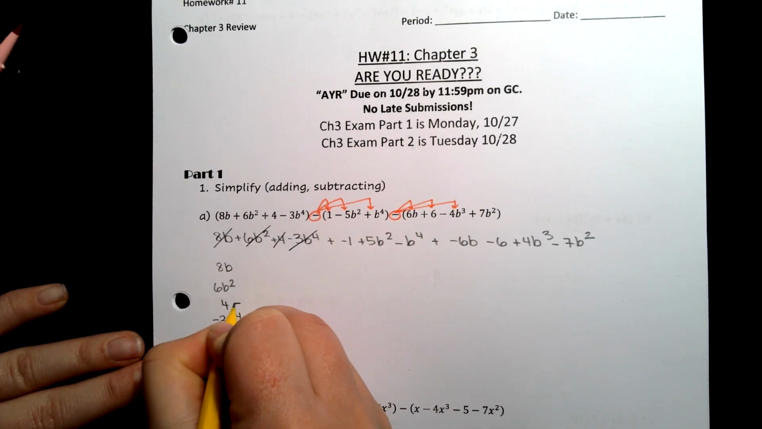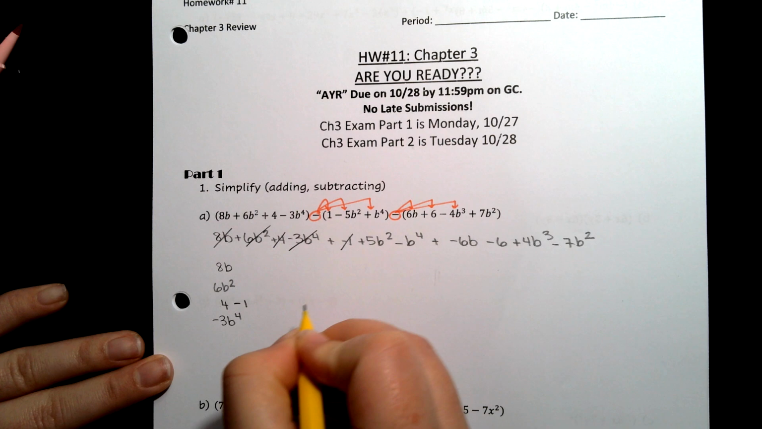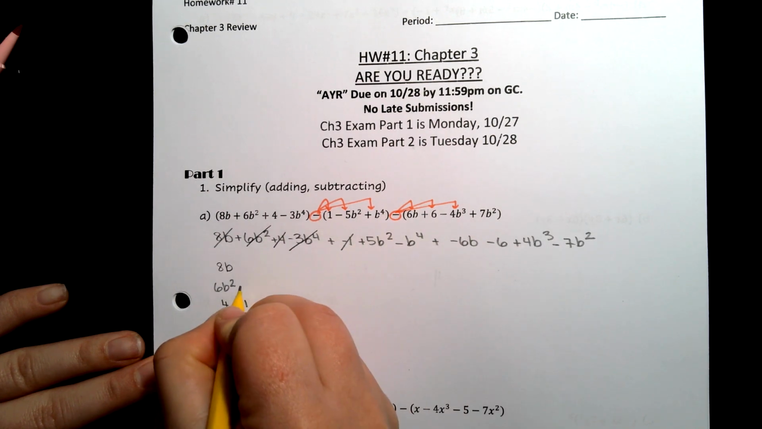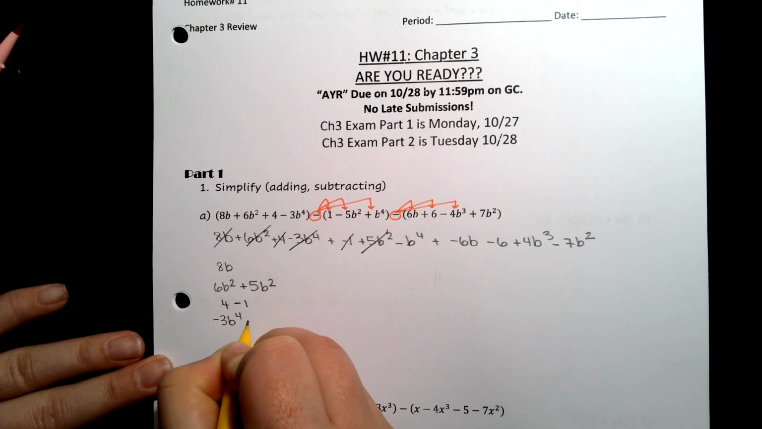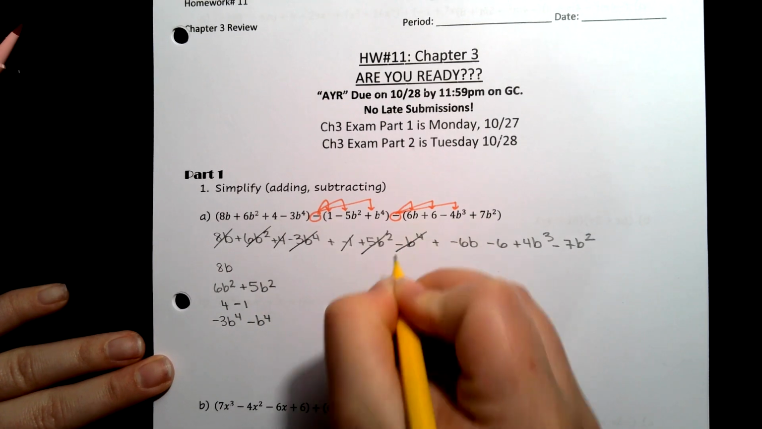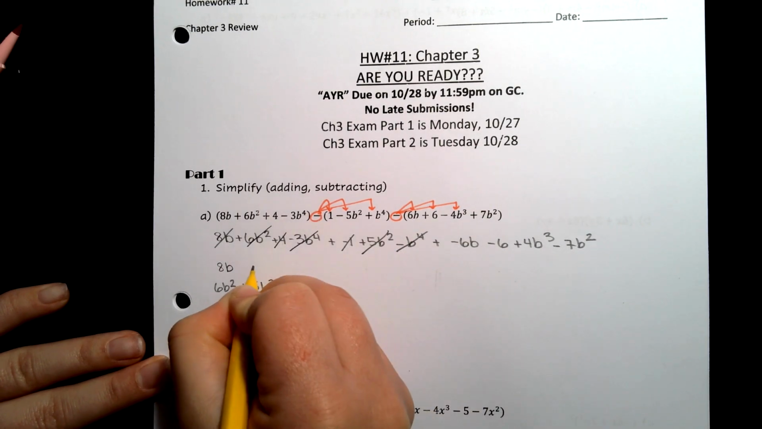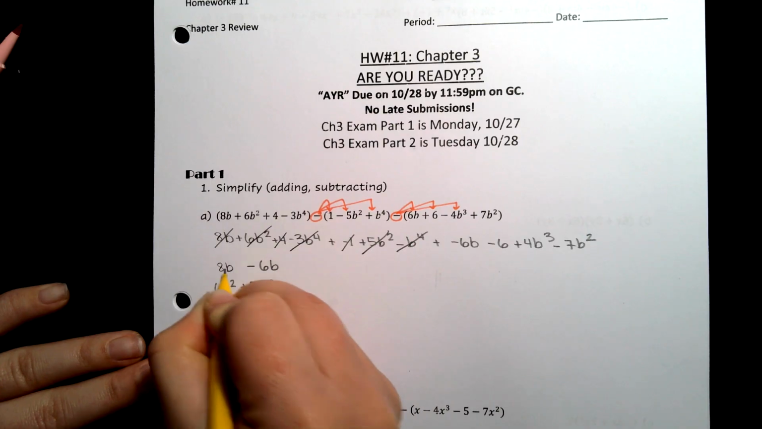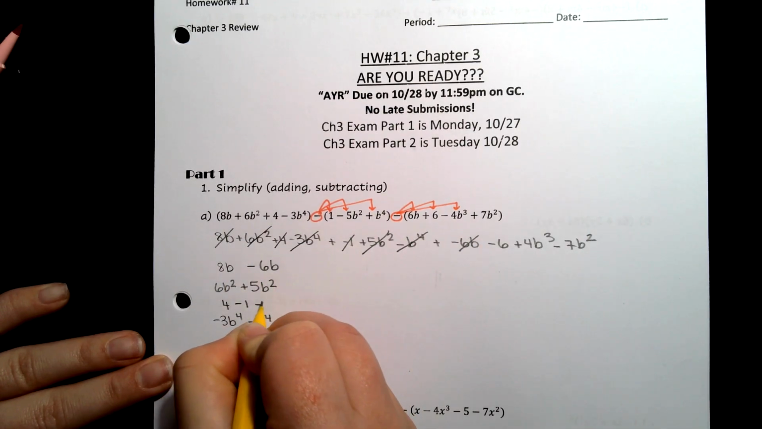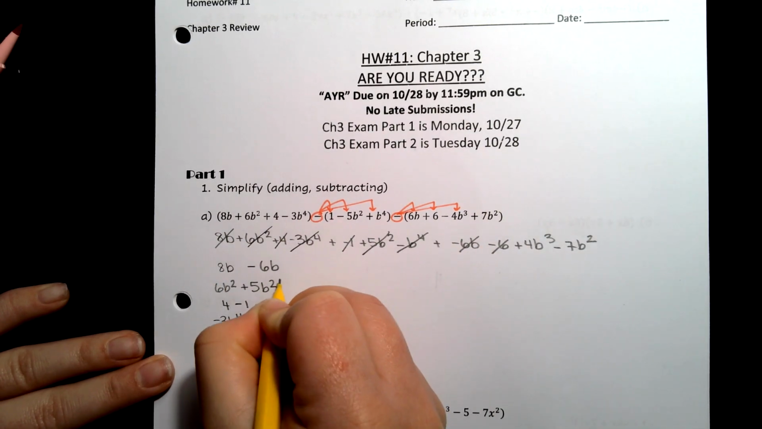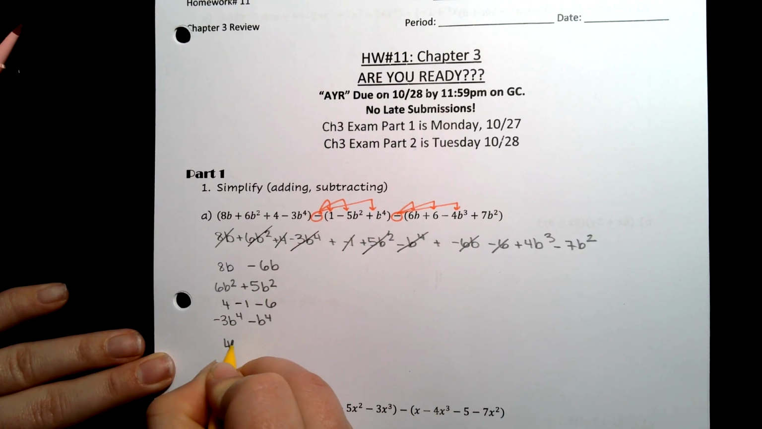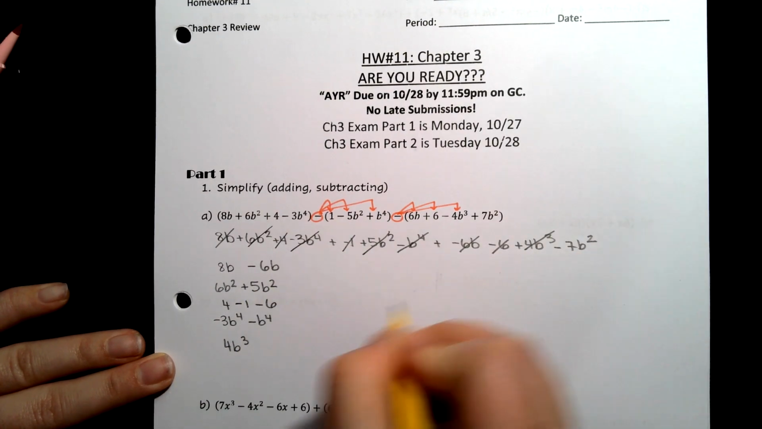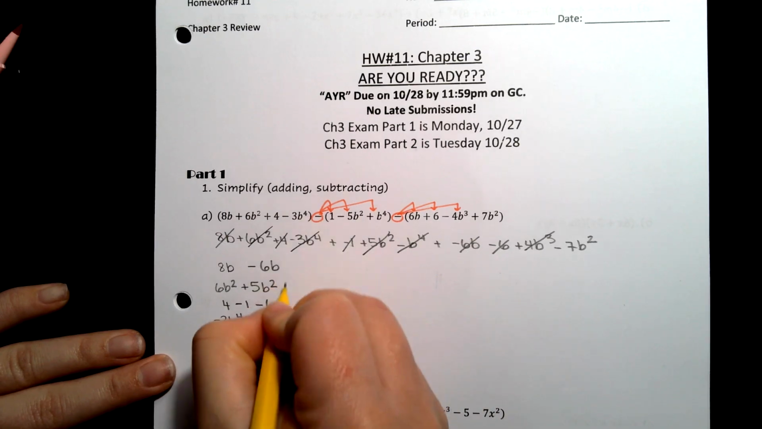I do have a negative 1. I'm going to pair that with the 4. I have a positive 5b squared. I'm going to pair that with the b squareds. I have a negative b to the fourth. I have a negative 6b that's going to go with the 8b. I have a negative 6. I have a 4b cubed. Notice I don't have a b cubed yet, so I'm going to have to write it on its own. And I have a negative 7b squared.